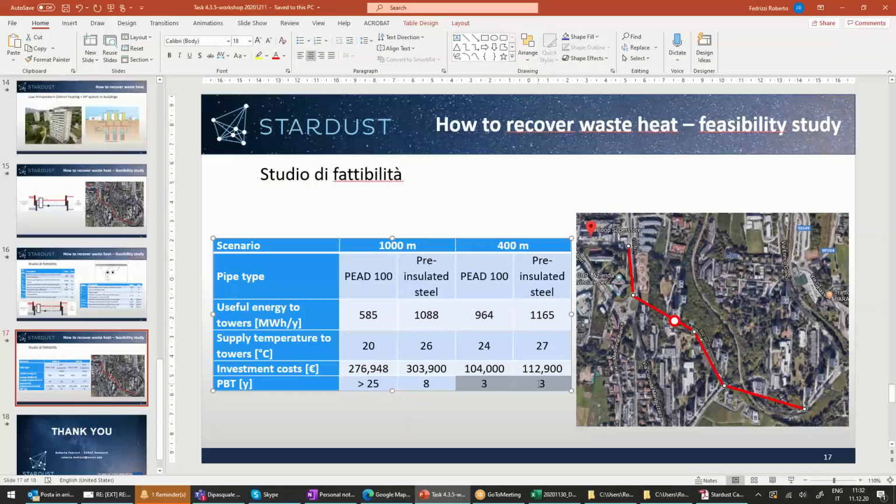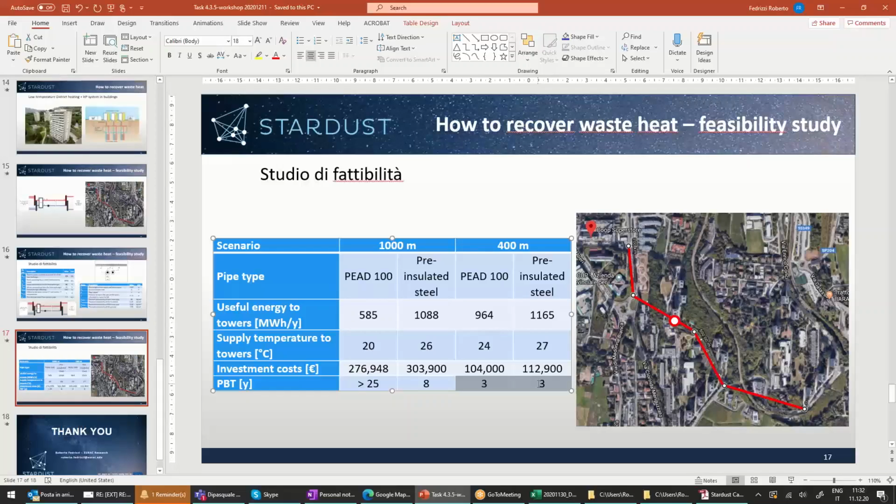So this is it from my side. A small feasibility assessment and feasibility study we've made. I'm not sure we are going to be able to actually implement this waste heat recovery in Trento by the end of the Stardust project. But again, it is an interesting topic for Trento, and a topic which is becoming more and more interesting over Europe for sure.